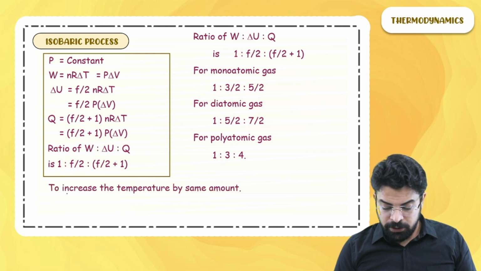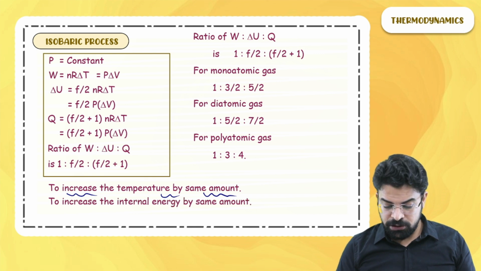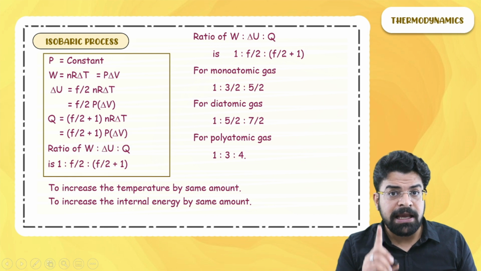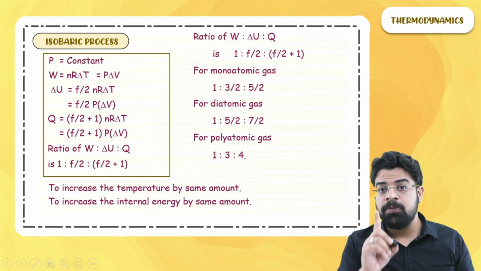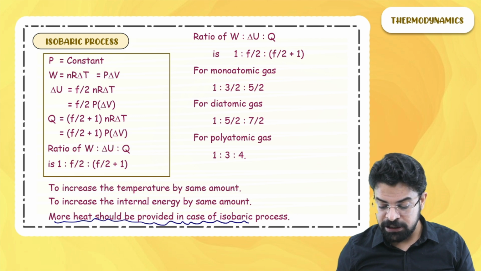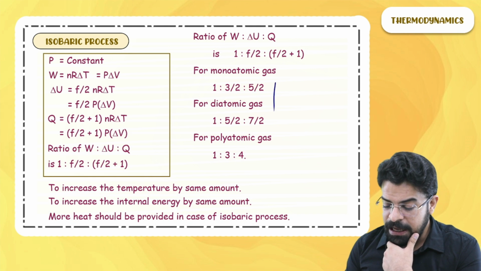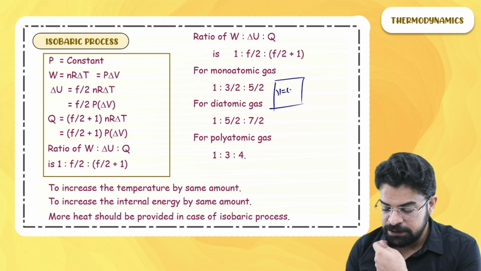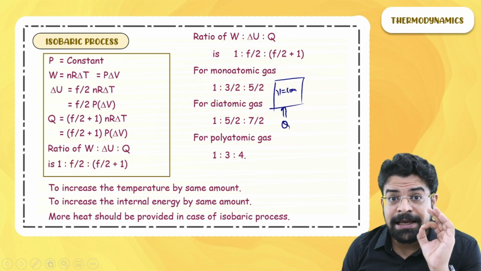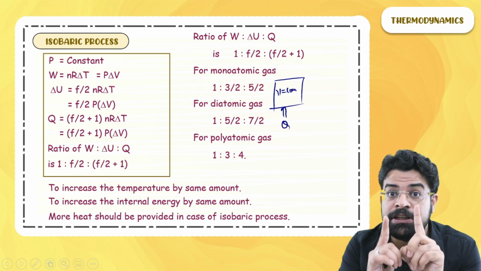Now, to increase the temperature by the same amount, that is, to increase the internal energy by the same amount, in the case of an isobaric process, the heat provided has to be more. So more heat should be provided in the case of an isobaric process compared to an isochoric process. Why? In the isochoric process, the volume is constant. All the heat provided to the gas is utilized in increasing its internal energy. The work done by the gas is 0 for the isochoric process.